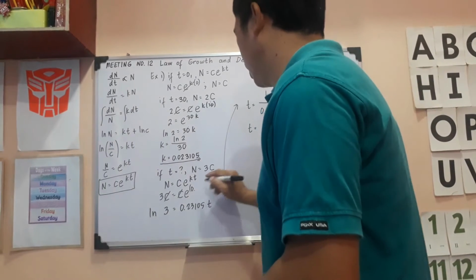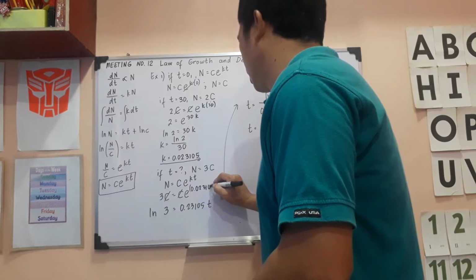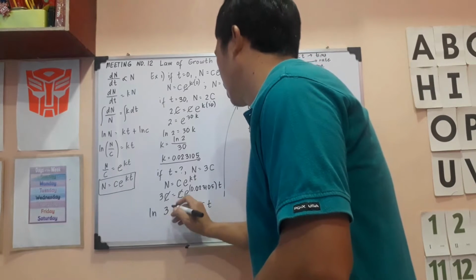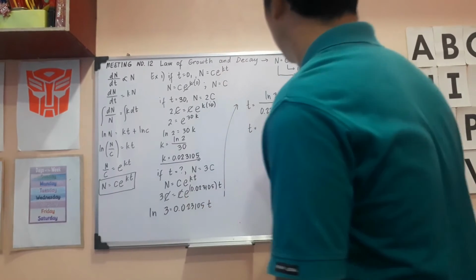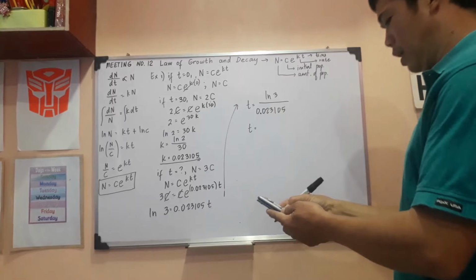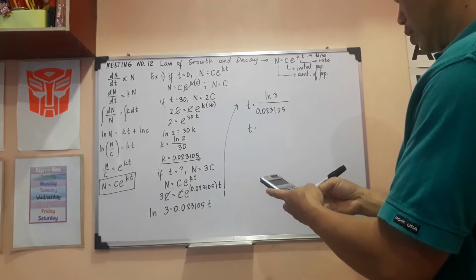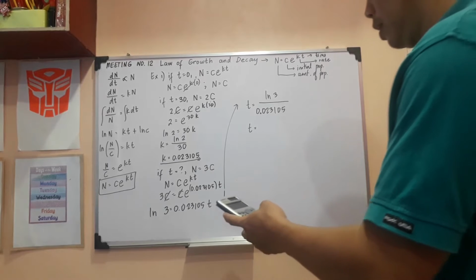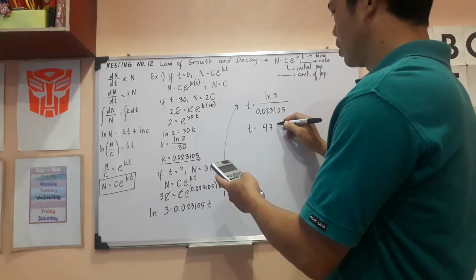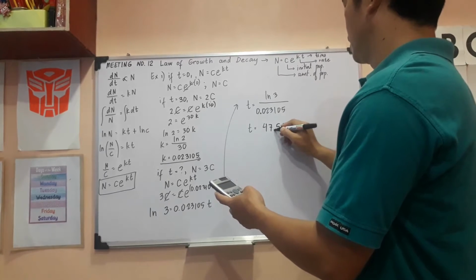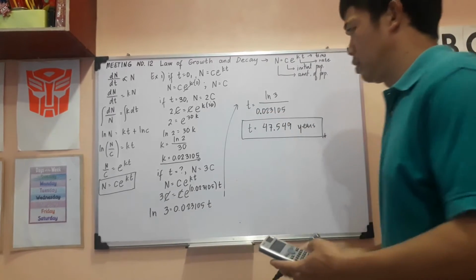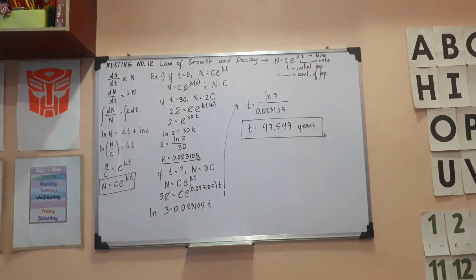So, this is our 0.023105. Then, T. So, ln 3 divided by 0.023105 is 47.549. Minimum of 3 decimal places. Years. For the population to triple. So, that is for example number 1.